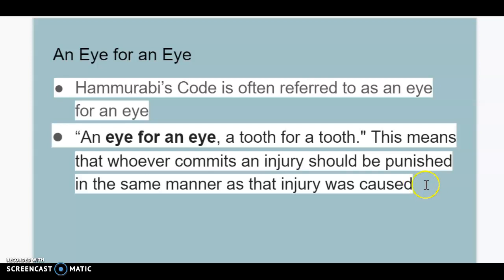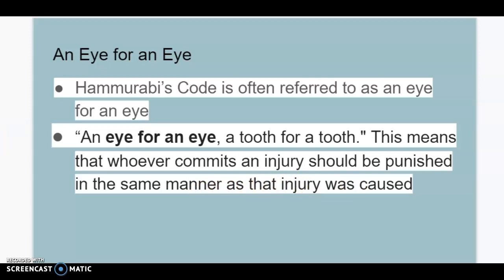It's also sort of like the golden rule: treat others as you want to be treated. It's really interesting that that's how it reads. This means that whoever commits an injury or a crime to somebody should be punished the exact same way, in the exact same manner as they caused the injury or committed the crime.